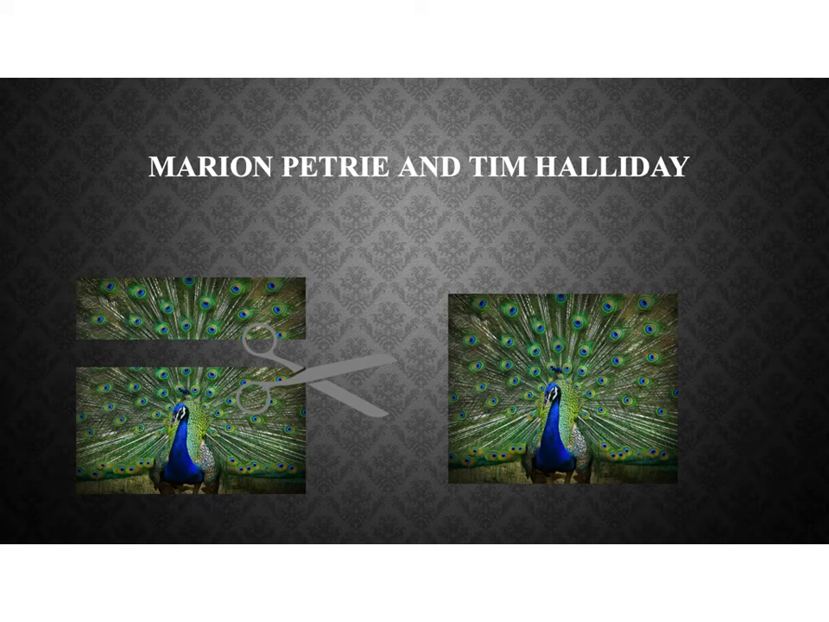Marion Petrie and Tim Halliday wanted to test sexual selection, so they decided to cut 20 eye spots off one group of male peacocks. So this would be the experimental group, and they compared it to a control group that had males with no cuts. On average, the males with the cut tails had 2.5 fewer mates in comparison to the control males. This was a case of taking out a quality and observing the results of its loss.